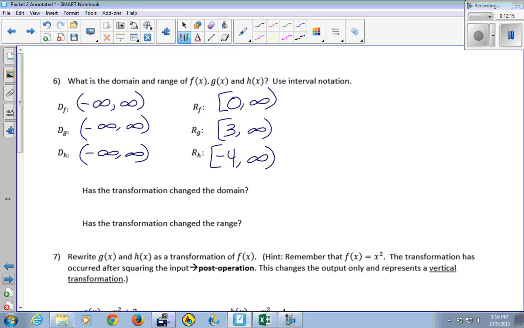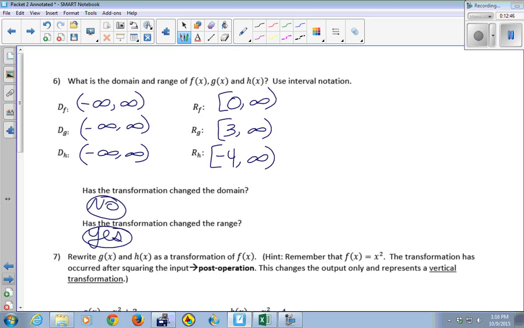Okay. So my transformation, right, my +3 and my -4, did they change the domain at all? No. Did it change the range? Yes, my range is what changed. And that makes sense because what changed were my y values. My y values all had 3 added to them or 4 subtracted from them, and range measures y values.